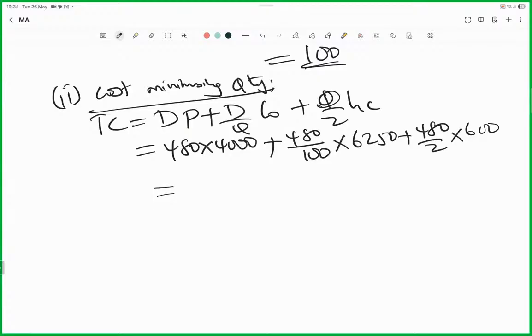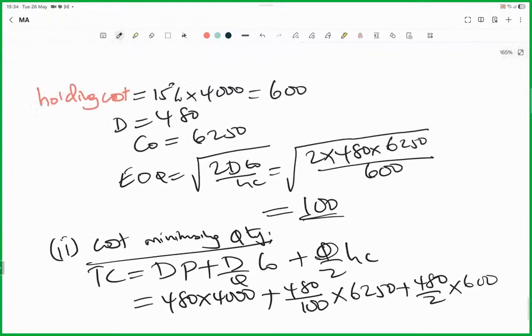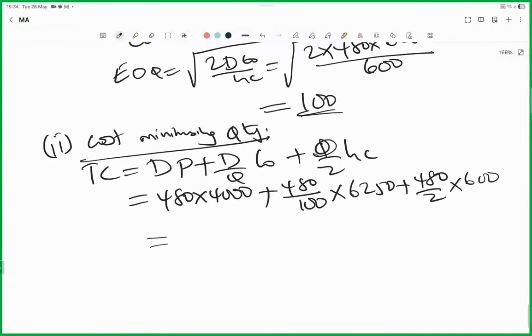Which one is 480? No, I'm wrong. D is 480, isn't it? So 480 times 4,000, I'm right. Annual demand is 480, isn't it? Where? No, I'm wrong. This should be Q. Thank you so much for the correction. This is Q, which is supposed to be what here, somebody? 100. Thank you. So what answer are we supposed to get? 1980.